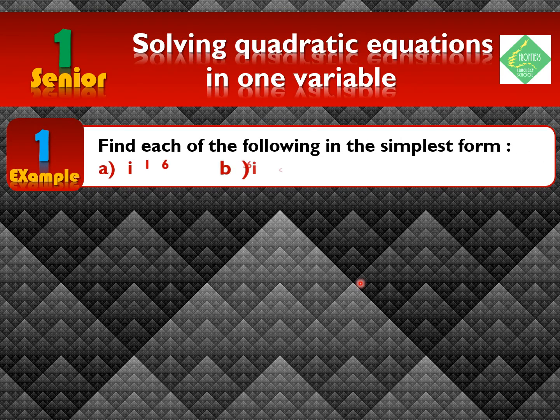Find each of the following in the simplest form. I power 16. Think before I give the solution. I power 16 is a multiple of 4. I power 4 times I power 4 times I power 4 times I power 4, all equal 1. To summarize, any multiple of 4 as the power of I equals 1.